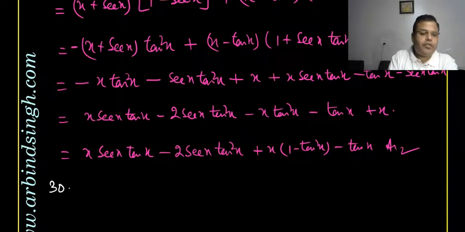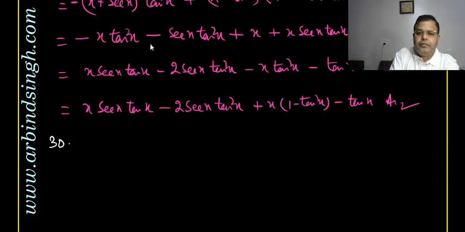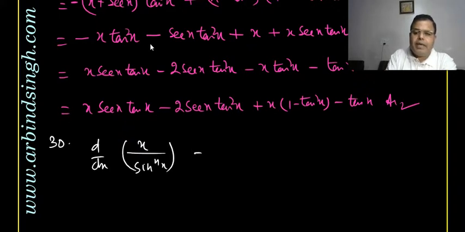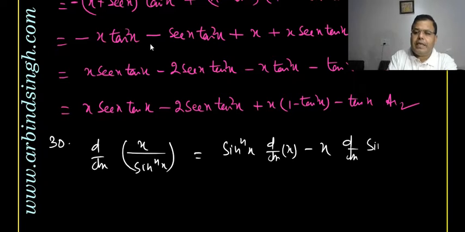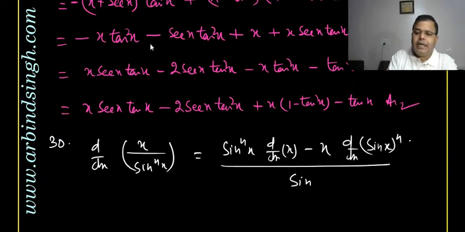Now the last question is d by dx of x upon sin to the power n x. Again apply the quotient rule: sin to the power n x into d by dx of x, minus x into d by dx of sin to the power n x, right? Divided by sin to the power n x whole square.